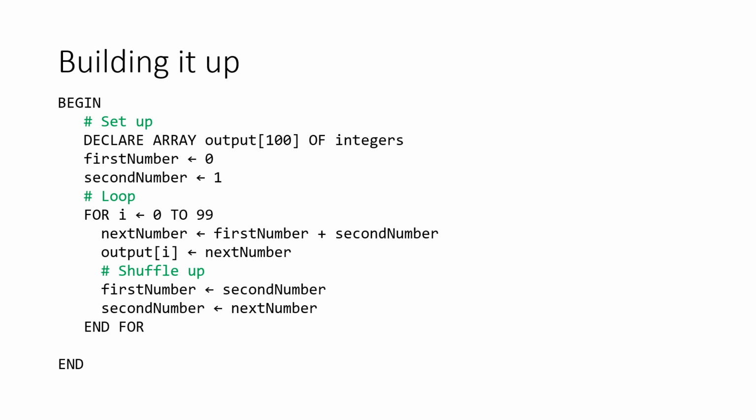Notice that we're only going to 99 because I've got a zero-based array. Even though it has 100 elements in it, we're not starting with 1. This is common practice.